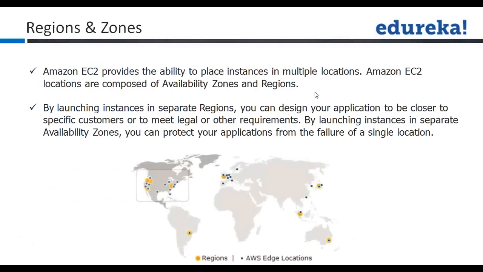Going further, a very good concept to note is regions and zones. Amazon EC2 provides the ability to place instances, and you now know what I mean by instances, a virtual server, in multiple locations. Multiple locations means Amazon has multiple data centers across the world. It has 9 data centers across the world, and those are called regions. Now, does it mean each data center is a region? No. A group of data centers in a certain part of a continent is called a region. So Amazon has 9 data centers.